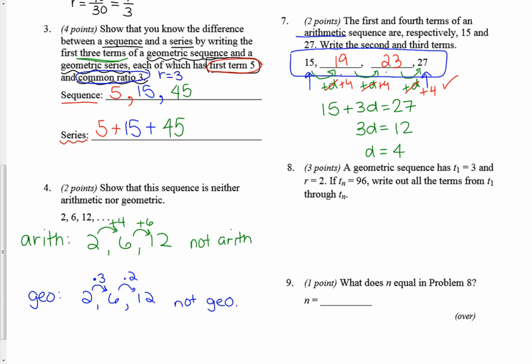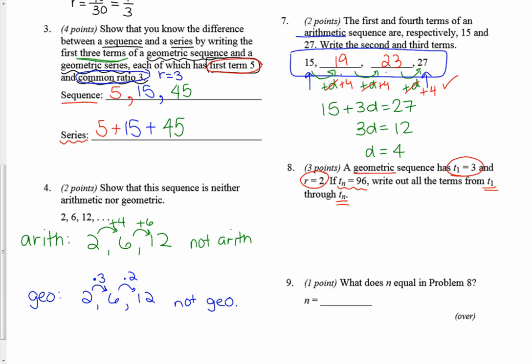All right, on number 8, a geometric sequence has T sub 1 of 3 and r of 2. If T sub n is 96, write out all the terms from T sub 1 through T sub n.